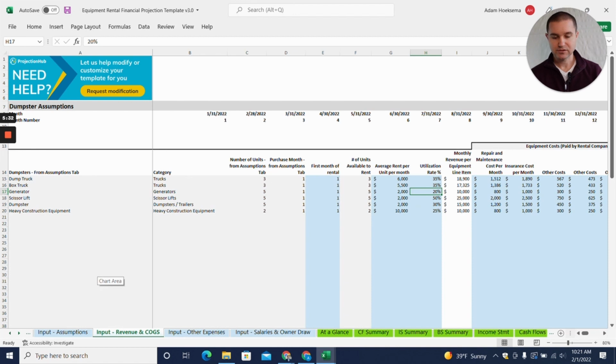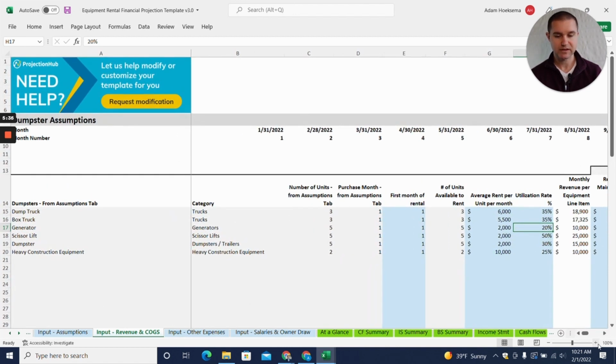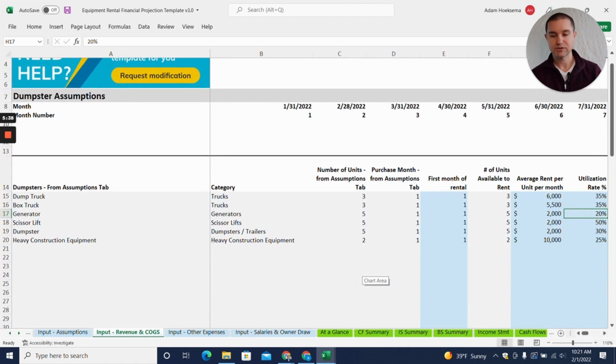So now let's go to the input revenue tab. What this is going to do is pipe in the data that you just put in on the previous tab. And then we're going to say, okay, what month can we start renting this out? In this column, we'll put in that we're going to start right away. We're going to start leasing them or renting them out to customers right away in month 1.